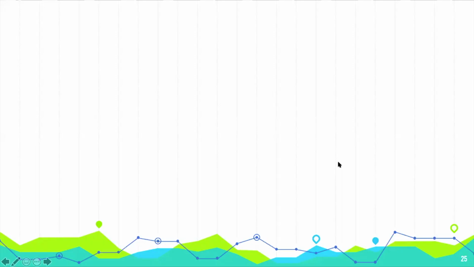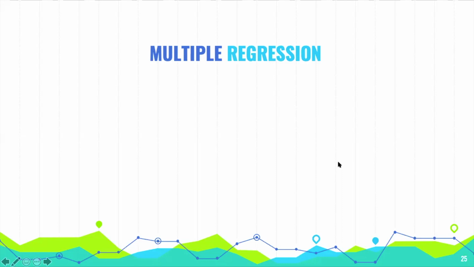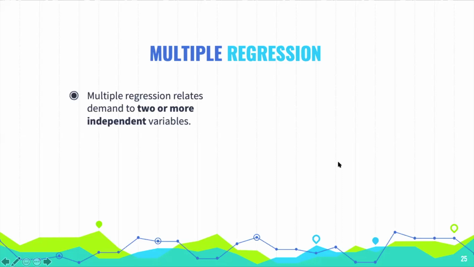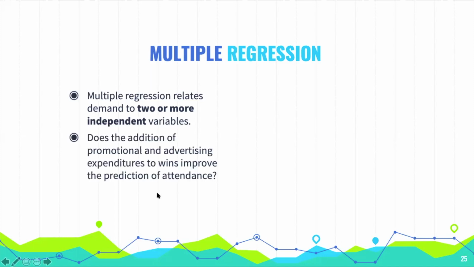Okay? So meron din tayong tinatawag na multiple regression. Multiple regression relates demand to two or more independent variables. Kanina kasi yung independent variable wins lang. So what if dalawa na sila? For example, does the addition of promotional and advertising expenditures to wins improve the prediction of attendance?